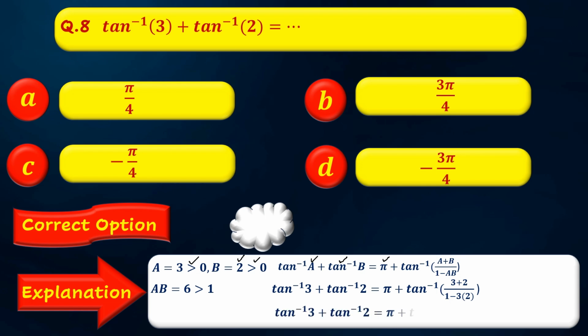On simplifying, we get pi plus tan inverse minus 1. Now tan inverse minus 1 is equal to minus pi by 4. Therefore, we get the right hand side to be pi plus minus pi by 4. On simplifying, we get the angle to be 3 pi by 4. Therefore, correct option is option B.